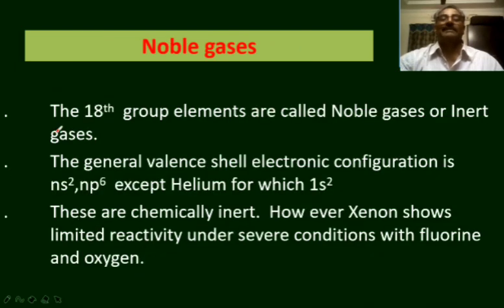Noble gases are the 18th group elements. These are also known as inert gases. The valence shell configuration is ns2 np6, except helium, for which it is 1s2. These are chemically inert. However, xenon shows a limited reactivity under severe conditions with fluorine and oxygen.